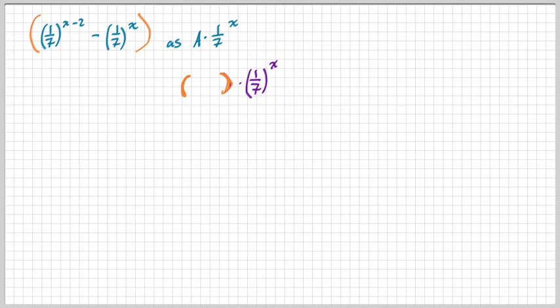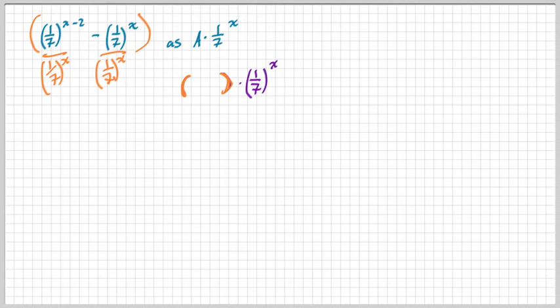Okay, so if I take 1 over 7 out of this, what I'm going to do is divide each of these terms by 1 over 7 raised to the x power. Divide this by 1 over 7 raised to the x power. Now, I know you guys are going to get confused here because the base is currently 1 over 7. You're like, oh, that's scary. I don't know what to do with that.